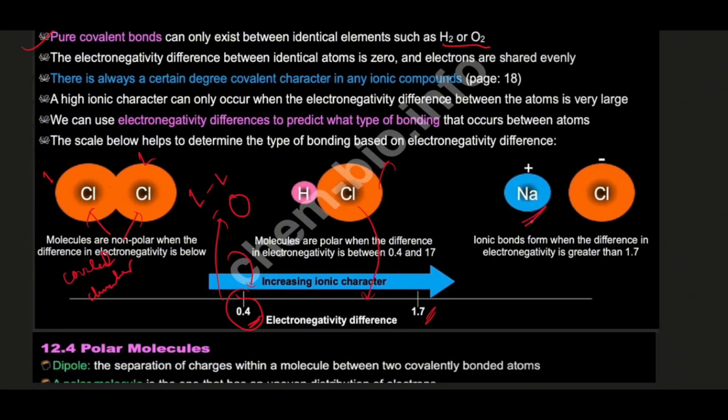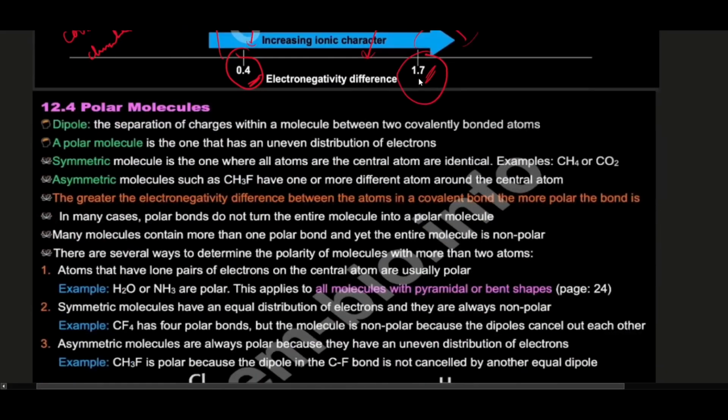But in the case of one metal and one non-metal, this is a fully ionic bond, considering the electronegativity difference of Na and Cl. If you find it out by checking the electronegativity table in your book, you'll get a difference of 1.7, which falls outside this range. And whenever it falls outside this range, that means greater than 1.7, we can easily conclude that these two produce an ionic compound.